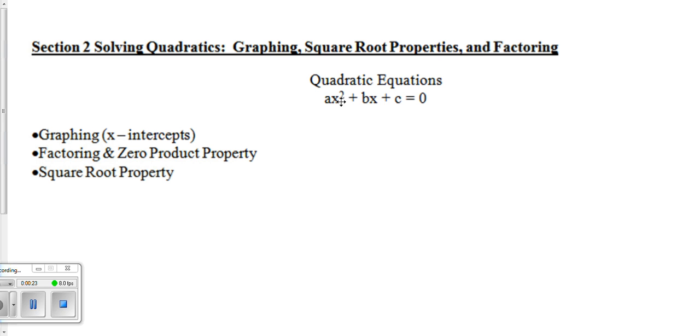We call it x squared. There's a variable alone, just the x. And then there's a term that's just the constant c. The variable squared has an a in front of it, so it's some number times x squared, some number times x, and then just some number alone. These coefficients are a, b, and c, and it's important to identify what each of those are when you are graphing, factoring, or using the square root property. So those are just kind of what we're looking for with quadratics.